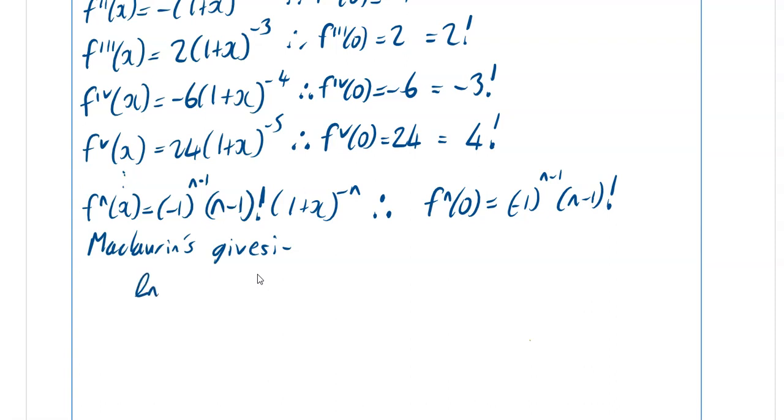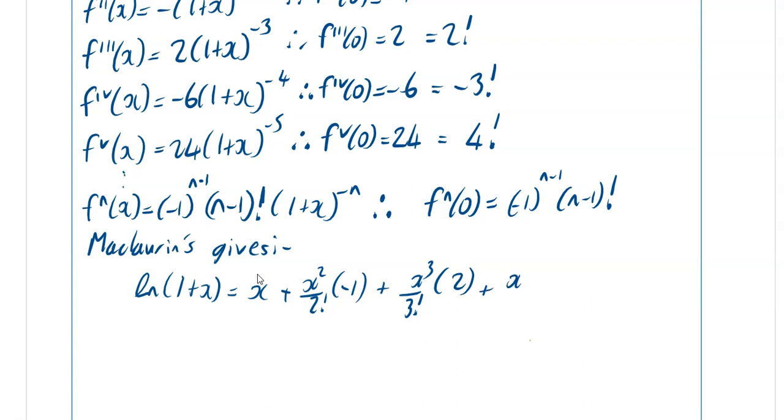So you're going to have ln(1 plus x) is equal to, and my first term is just going to be x plus x squared over 2 factorial, and my first term was minus 1, and then I've got x cubed over 3 factorial, and that's times 2, and then I've got x to the 4 over 4 factorial, and that's times minus 3 factorial, and then I've got x to the 5 over 5 factorial, and that was times 4 factorial. Plus dot dot dot, and we'll finish this off over here.